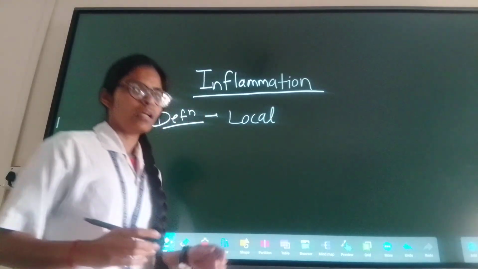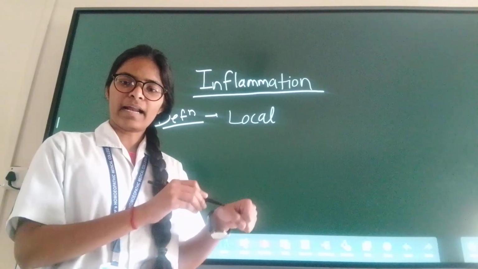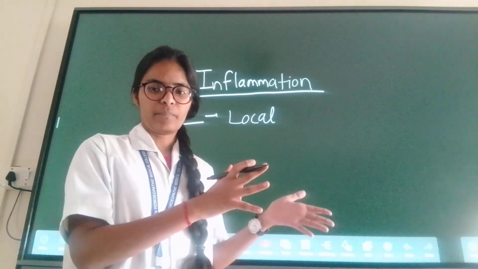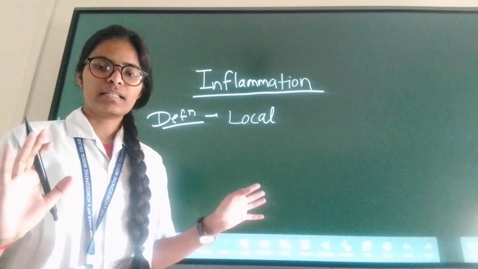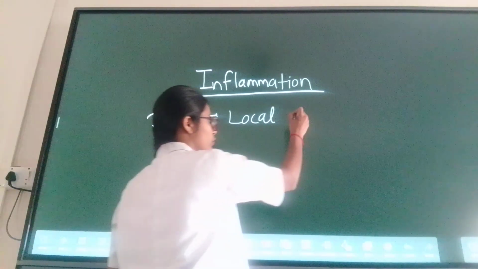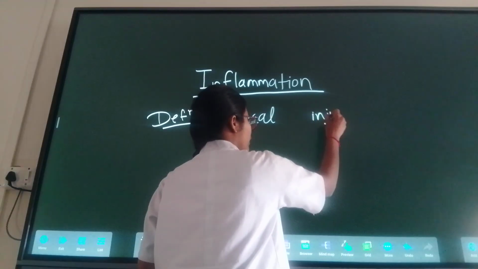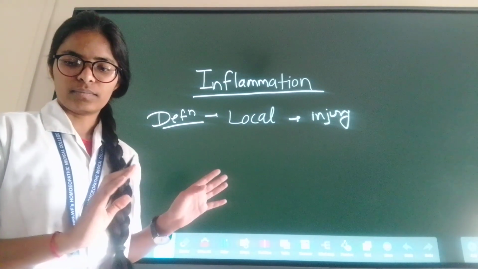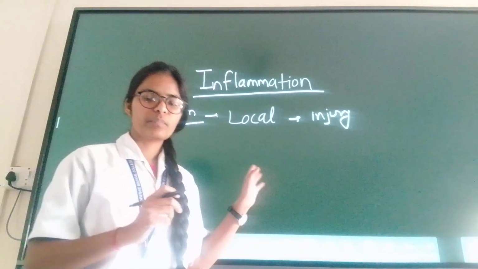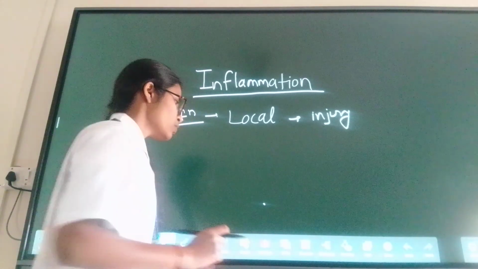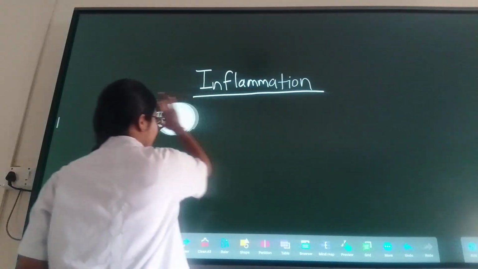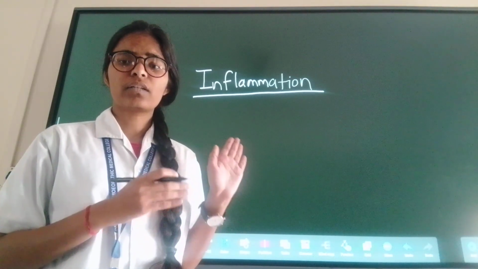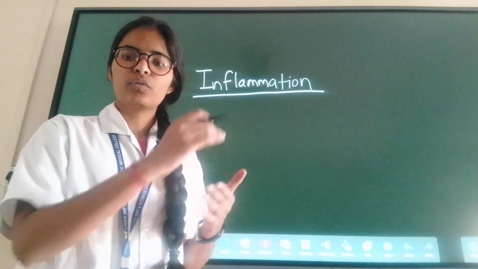It is not systemic. If you get injured at your hand or your leg, it is restricted or limited to the local area. It is not the whole body that is injured. So it is a local response to any injury caused by any agent. It is our protective mechanism of the body. So what happens actually in inflammation? We understood what inflammation actually is. It is the protective local response of our body to the injury.